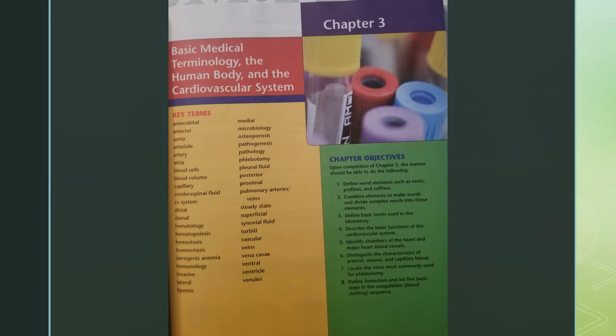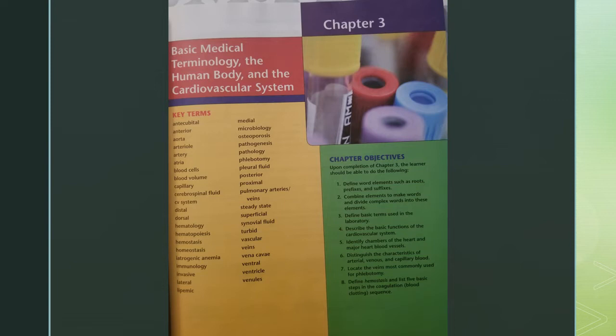Chapter 3, Basic Medical Terminology, the Human Body, and the Cardiovascular System. Chapter Objectives. 1. Define word elements such as roots, prefixes, and suffixes. 2. Combine elements to make words and divide complex words into these elements. 3. Define basic terms used in the laboratory.